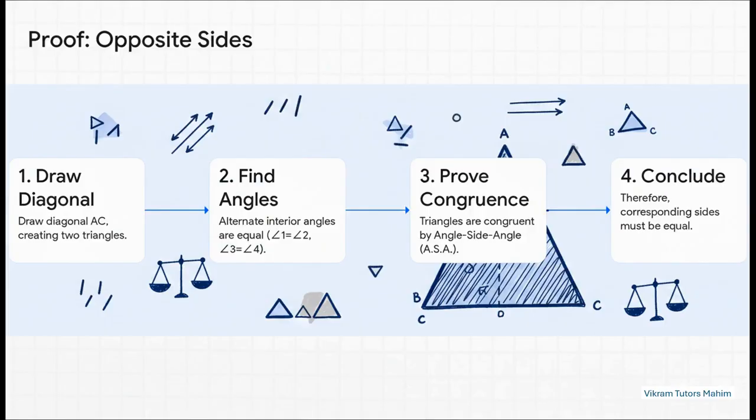Check it out. You draw a diagonal line and bam, you've split the parallelogram into 2 triangles. Now, using some basic rules about parallel lines, we can show that 2 angles and that side they share are identical in both triangles. This proves the triangles are congruent. They're basically perfect clones of each other. And if they're clones, then their other matching sides have to be equal too. It's just a flawless piece of reasoning.